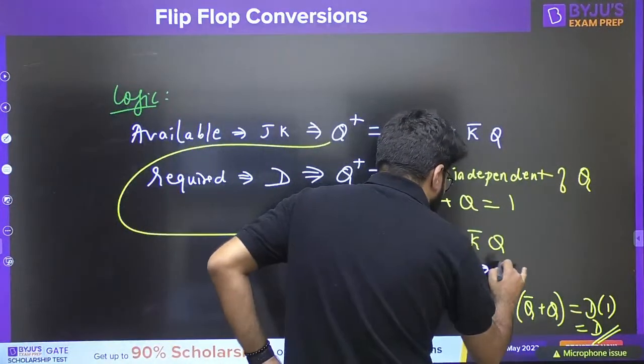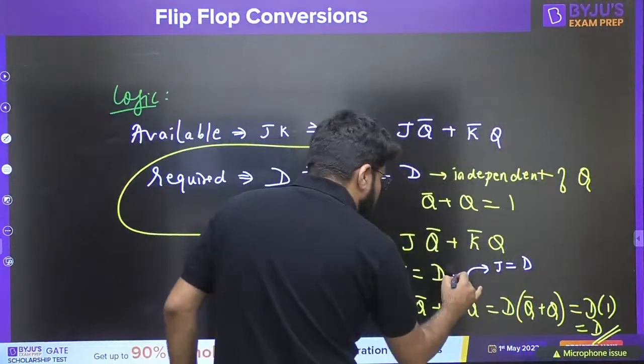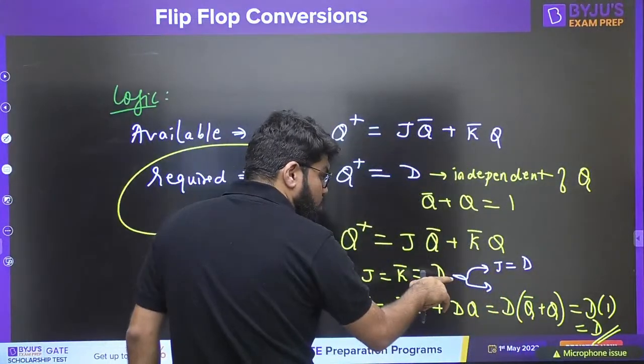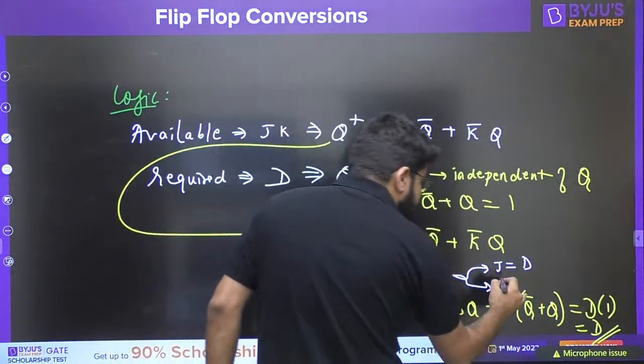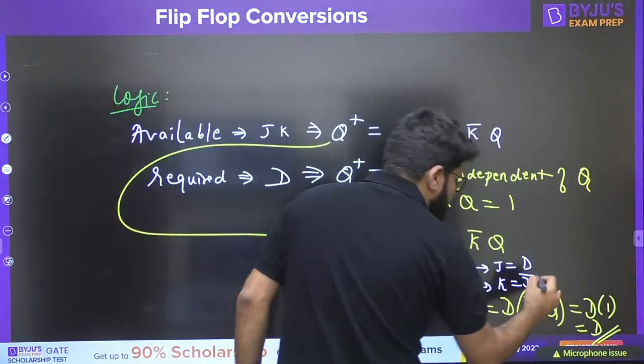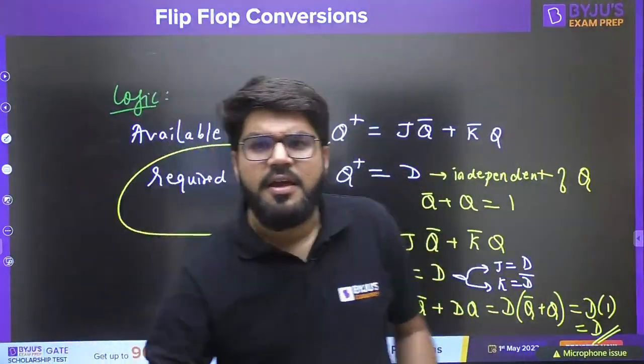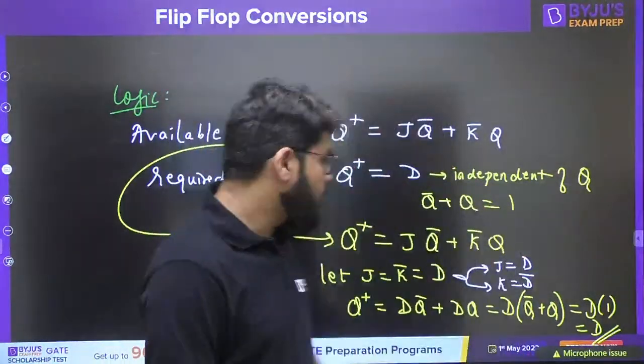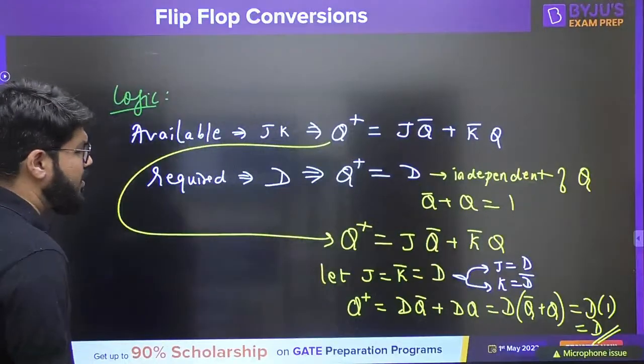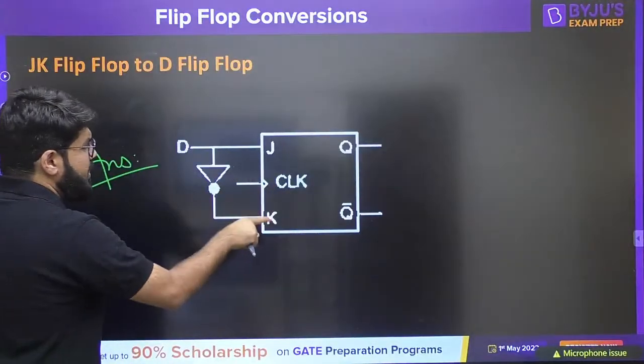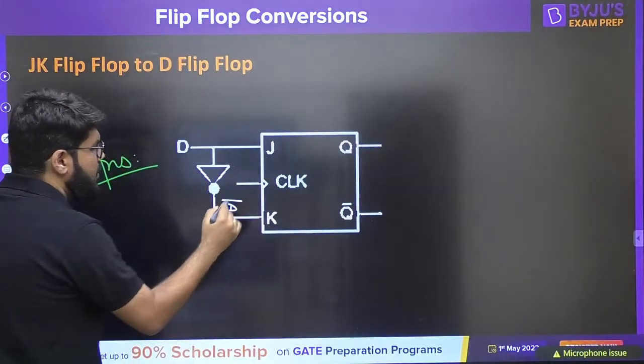Right, this gives you two conclusions. Put down J equal to D and K bar equal to D. So what should be K? If K bar is D, K should be equal to D bar. Logic, simple intuition. In a few seconds you can solve the problem. So that is what we have actually derived. J should be equal to D, K should be equal to D bar.